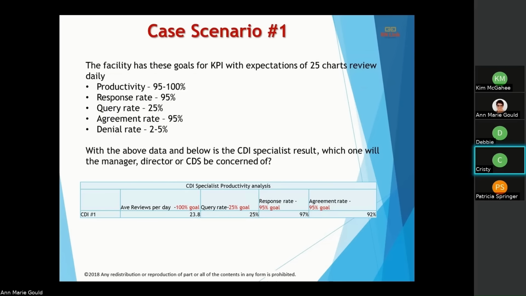Here, the facility has these goals for KPI with expectation of 25 charts reviewed daily. The productivity is 95 to 100%, response rate is 95%, query rate is 25%, agreement rate 95%, and denial rate is 2 to 5%. With the above data and below is the CDI specialist result, which will the manager, director, or CDI be concerned of?